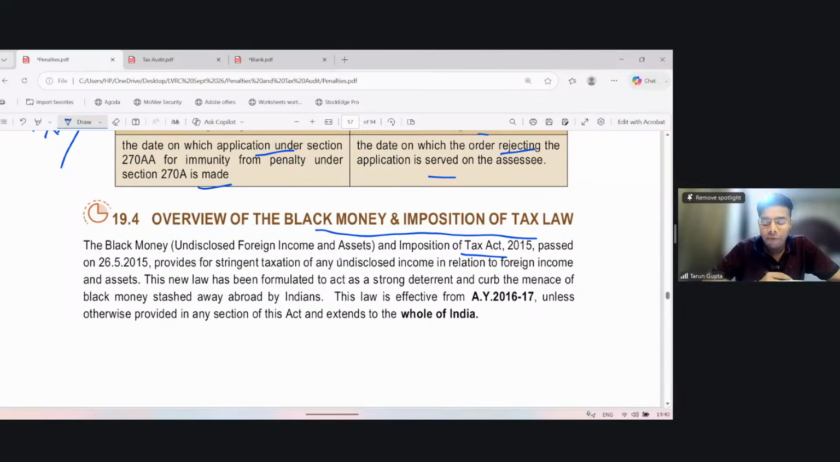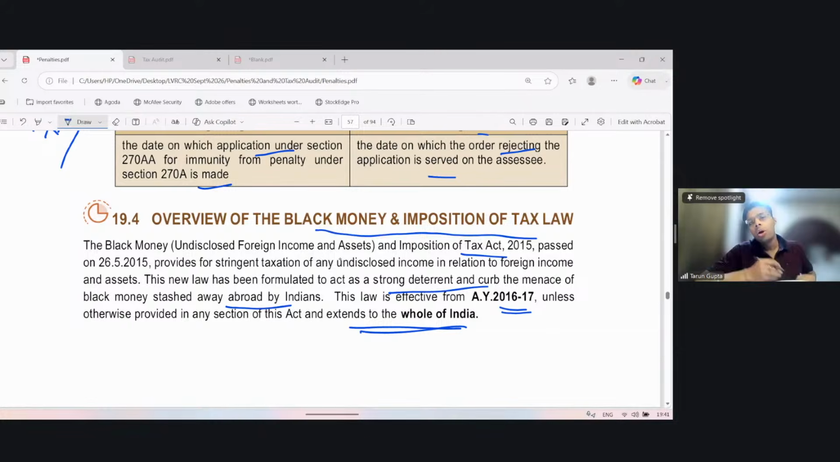This law is applicable with effect from AY 16-17 in respect of the whole of India. Okay. This law is formulated to act as a strong deterrent and curb the menace of black money stashed away abroad by Indians. In the recent past, there were cases where Indians have taken money out of India to countries outside India. So the government has formed this act, and under this act, if the assessee is found to have any undisclosed foreign income or undisclosed foreign asset, then heavy tax, interest and penalties are charged.